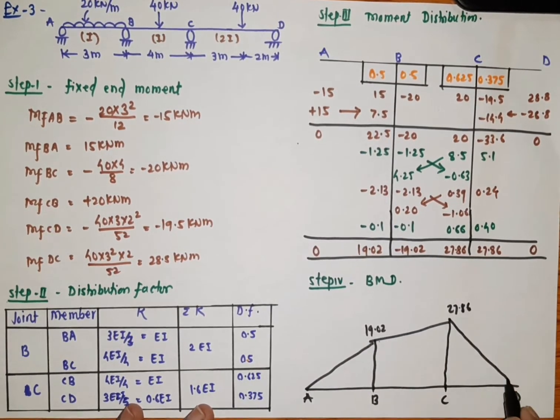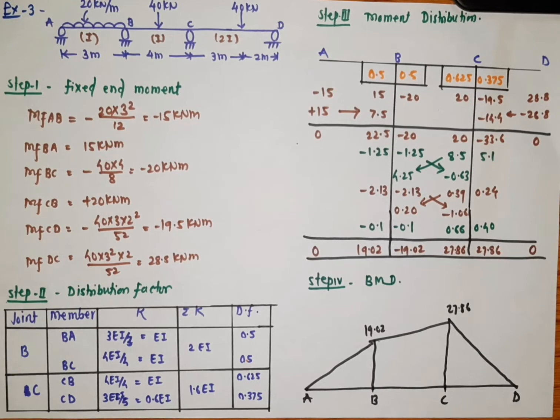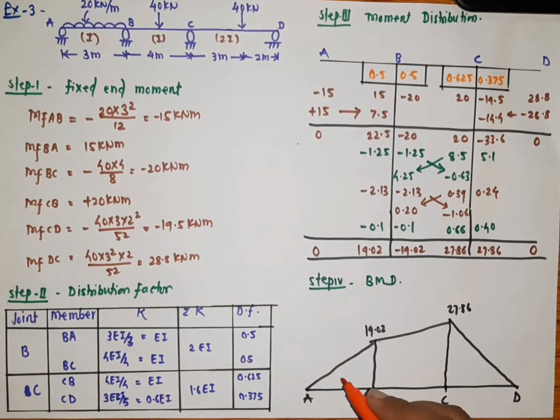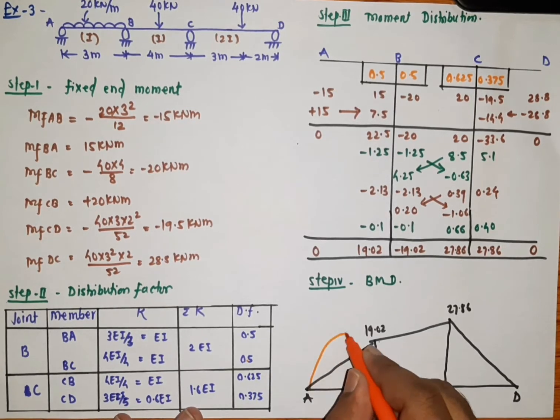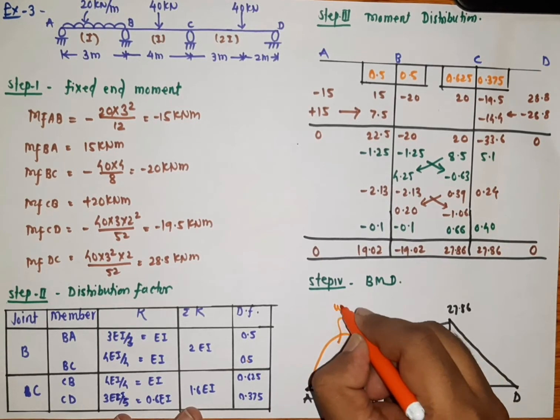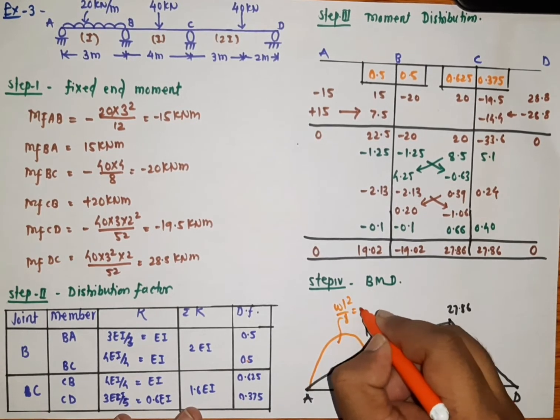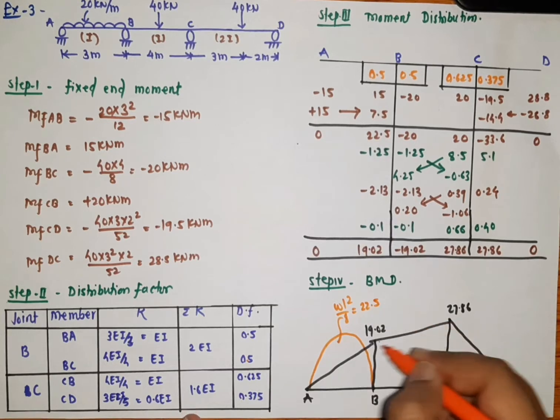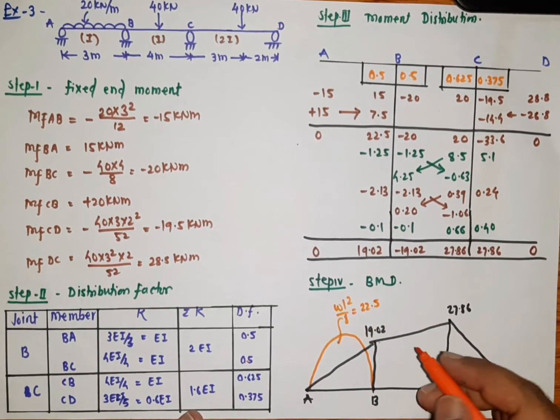It will be the final moments after distributing the moments. Now next is what? We have to draw a free bending moment diagram. That is, first is UDL, that's why it will be WL square by 8. The answer will be 22.7. This is WL square by 8, that is nothing but 22.5. I am writing in the formula pattern.